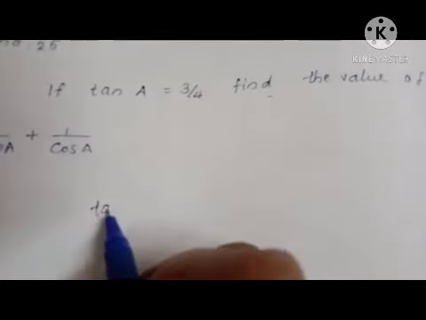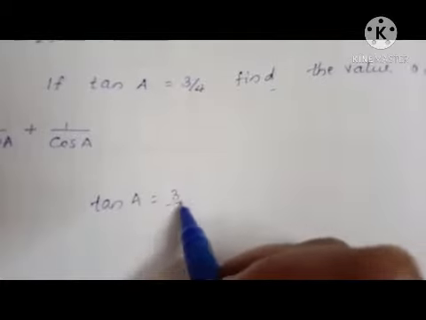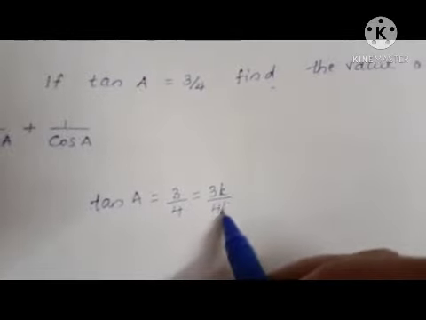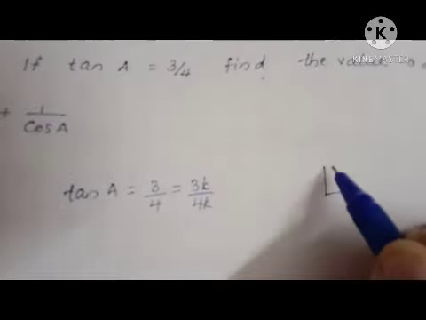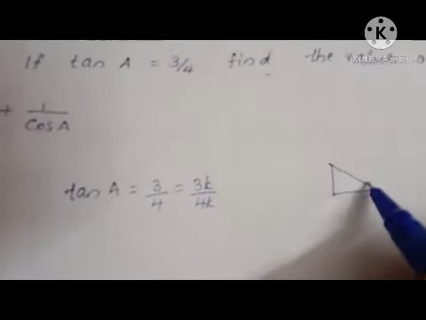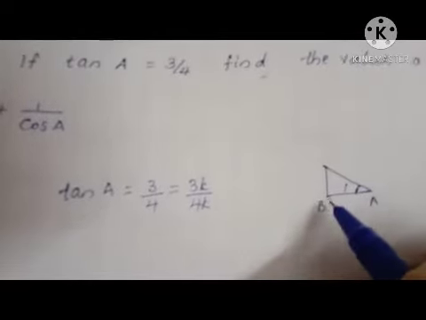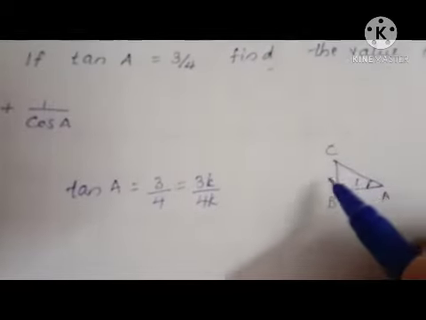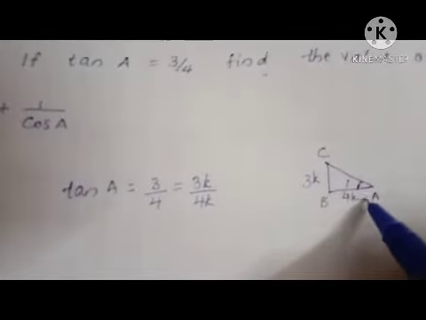Question, tan A is given. Then what is meant by tan A? Tan A is opposite by adjacent. That we get as 3 by 4 as ratio. So actual value will be what? 3k by 4k, right? Then we have to find in a right triangle. This is A, angle A. This is B. Then this is C. Then tan A is 3 by 4. Opposite is 3k. Adjacent is 4k.